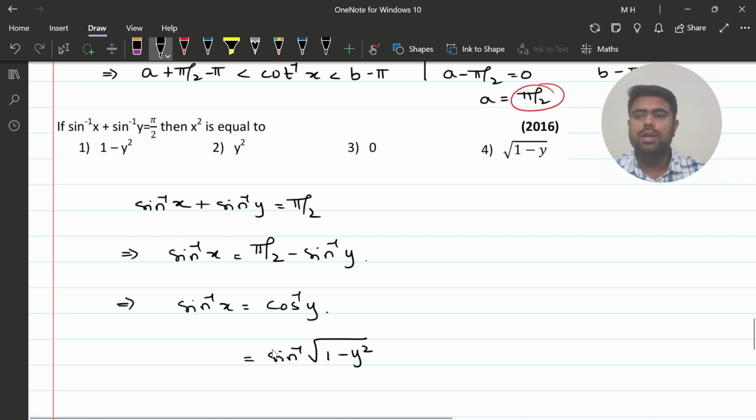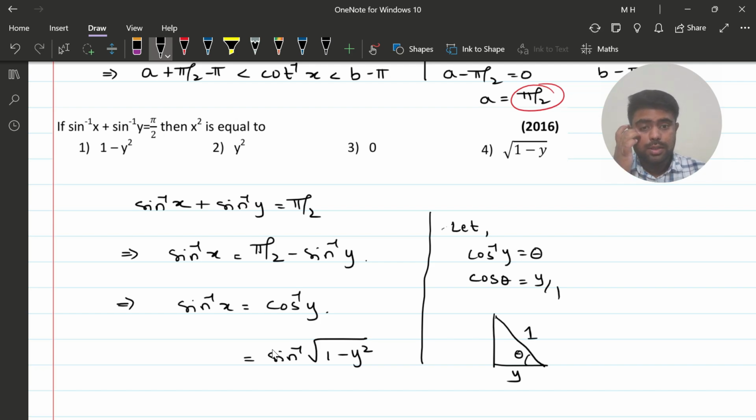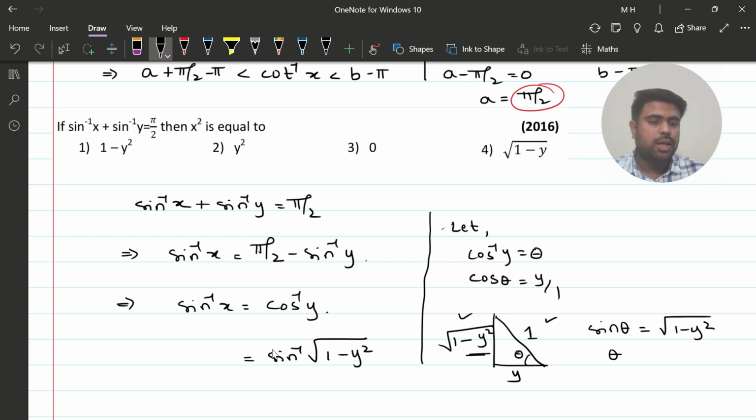Okay, so if you don't know how I wrote this down, if I let this cos inverse y be some theta, then cos theta is going to be y, that is y by 1, right? So if I take a triangle here, this is theta, cos theta is what? Adjacent side by hypotenuse. What is the adjacent side? Y. What is the hypotenuse? It is 1. So what is this going to be? This is going to be the root of hypotenuse square minus y square, right? Now if you take sine theta in this triangle, what is it going to be? It is opposite side by hypotenuse, that is root of 1 minus y square. So theta is going to be sine inverse of root of 1 minus y square, right?